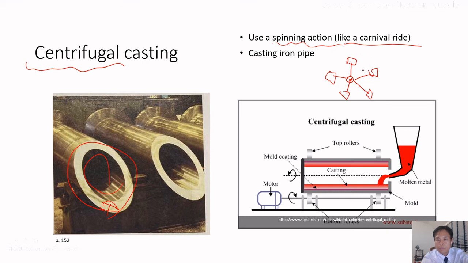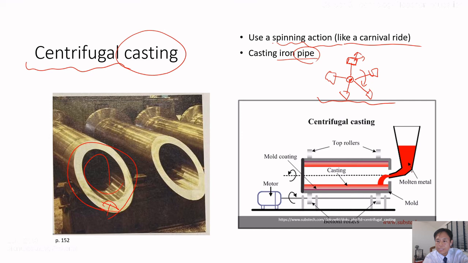So this rotates, and the object tends to have force toward the outer side, like this side. This is centrifugal force. This casting method uses the same principle, right? Mostly cast iron pipe is created by this method.